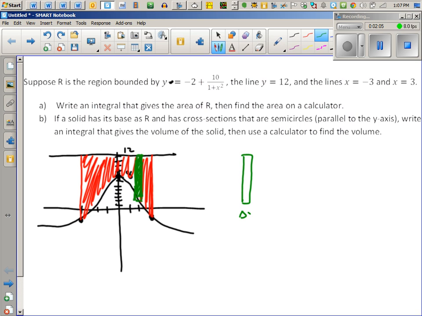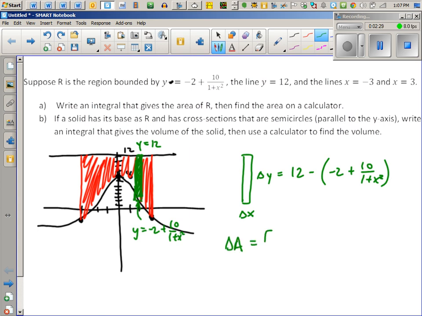It has a width delta x, it has a height delta y. That delta y is literally the y equals 12 line minus the y equals negative 2 plus 10 over 1 plus x squared curve. So the height of that thing is 12 minus negative 2 plus 10 over 1 plus x squared. So the area of this piece is length times width. So it's basically 12 minus negative 2 plus 10 over 1 plus x squared, times delta x. Delta y times delta x.